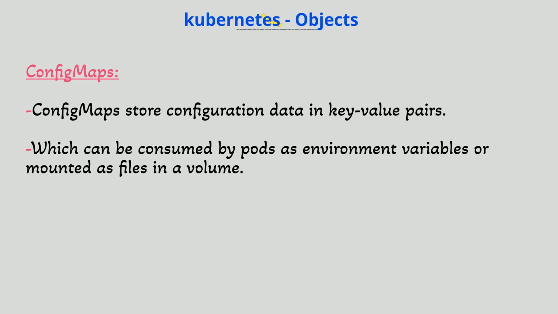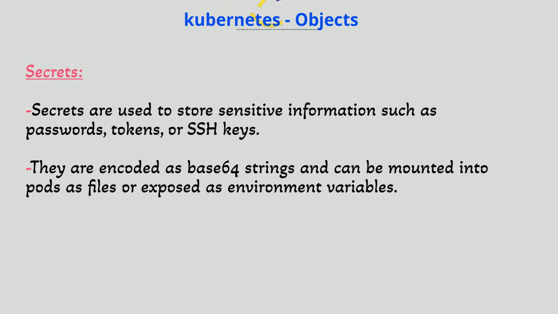Config maps. Config maps store configuration data in key-value pairs, which can be consumed by pods as environment variables or mounted as files in a volume.